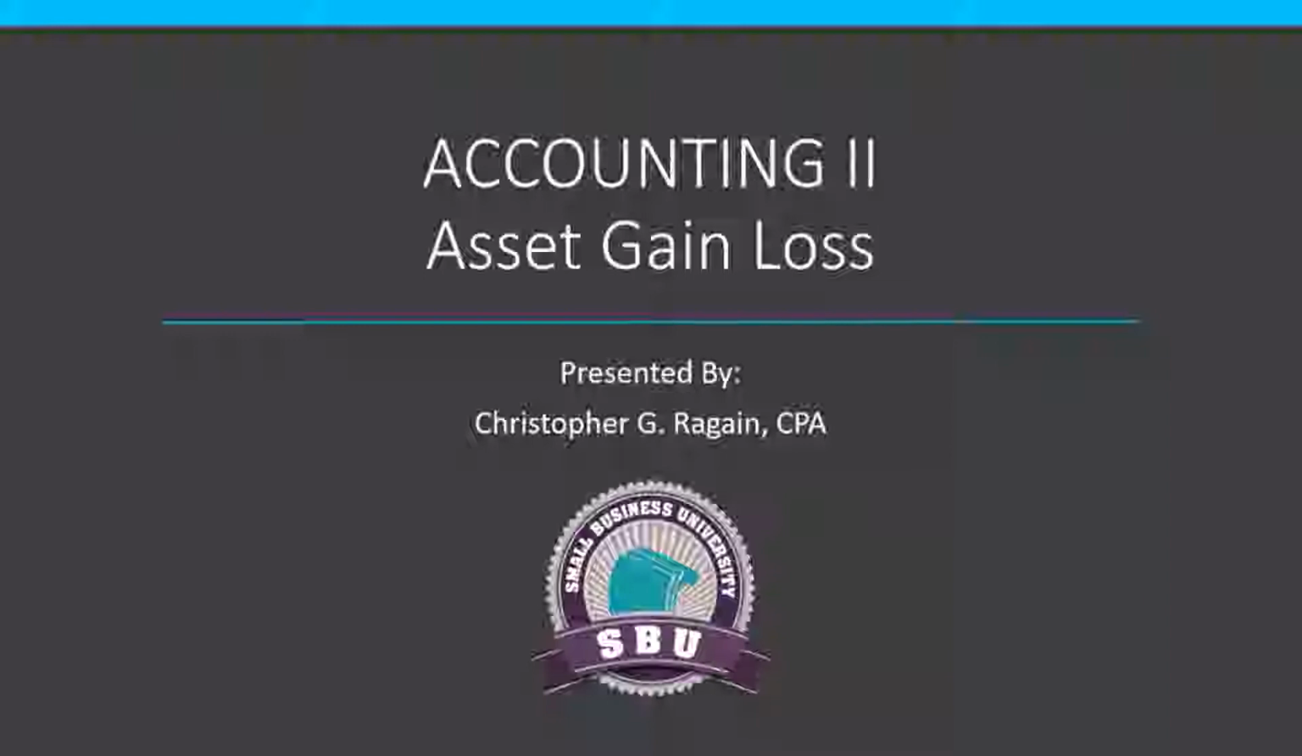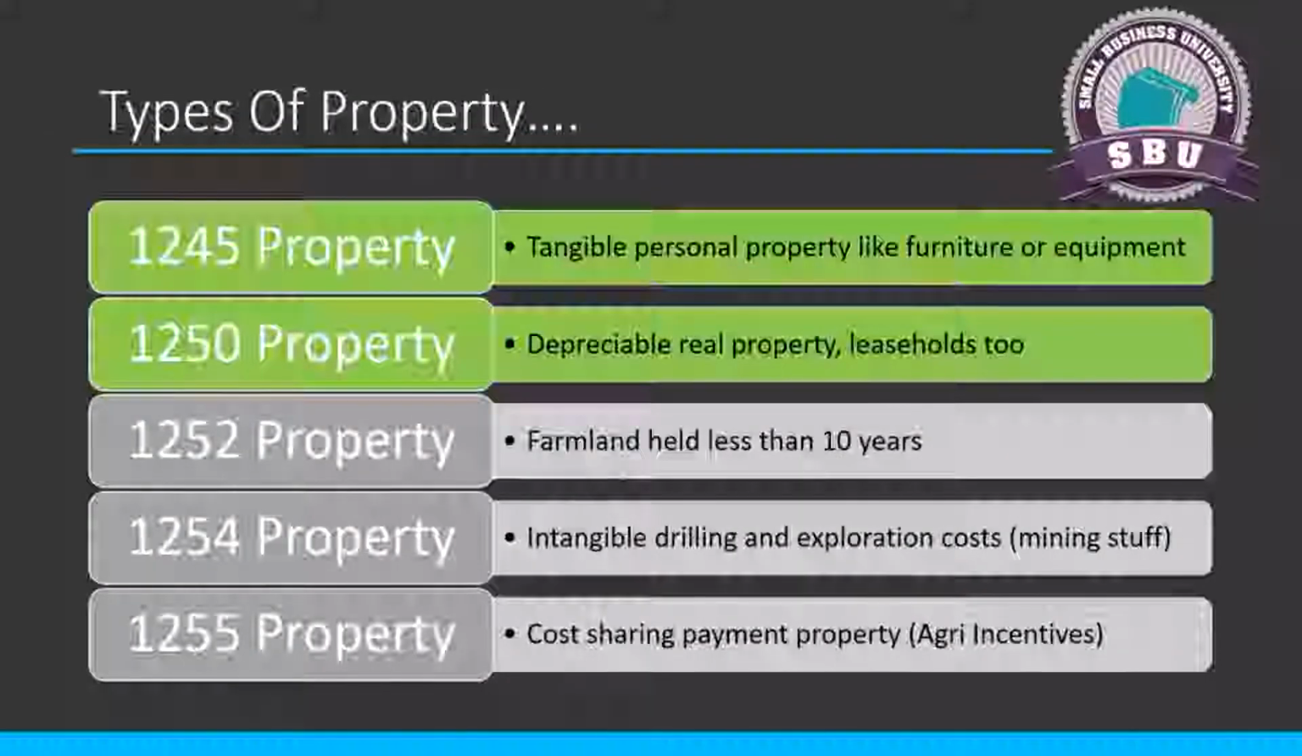Nonetheless, we need to know how it works, and I'm going to jump in here and start with the different types of property that we have, because there are different rules that apply to different types of property. So this very bright green slide is where we're going to start and get to know that there are several types of property as it relates to gains and losses when businesses sell property. The two that we are going to be seeing the most are 1245 and 1250 property, but I want you to be aware of all of them.